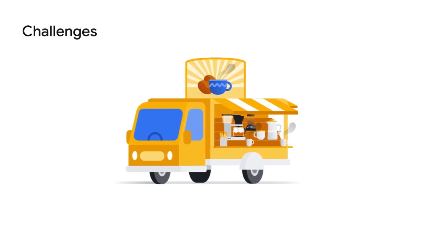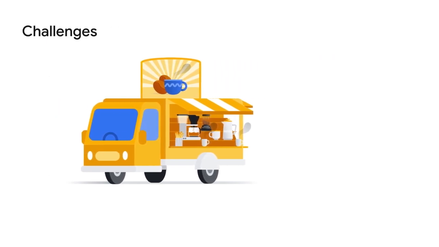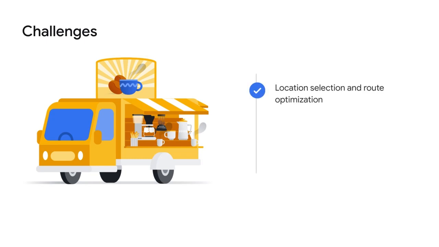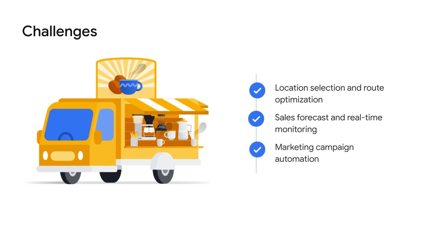Coffee on Wheels is facing 3 main challenges: location selection and route optimization, predicting popular locations for truck placement and optimizing routes based on weather and traffic conditions; sales forecast and real-time monitoring, forecasting sales and monitoring performance in real time; marketing campaign automation, automating marketing campaigns to increase efficiency and effectiveness.